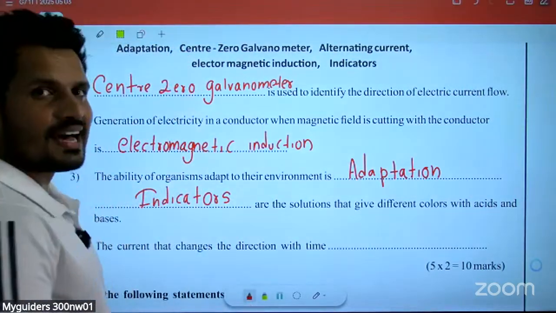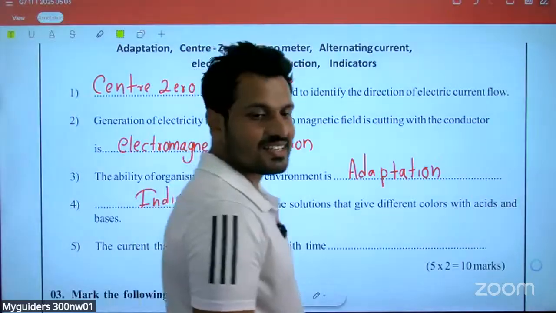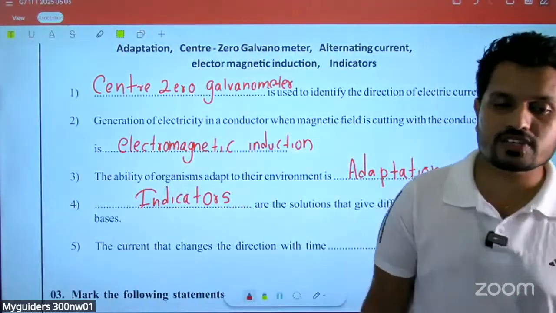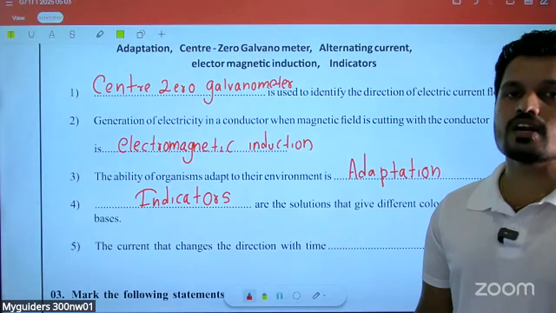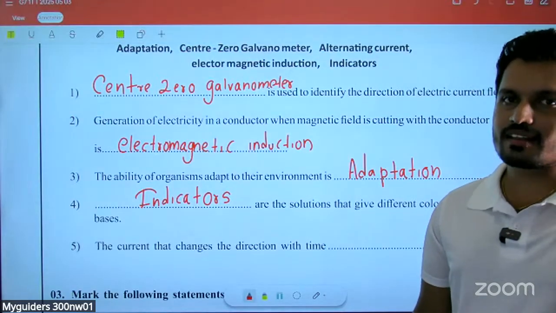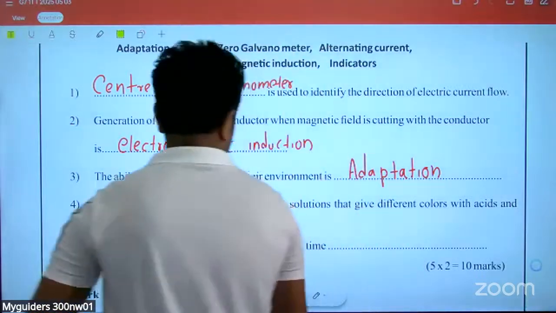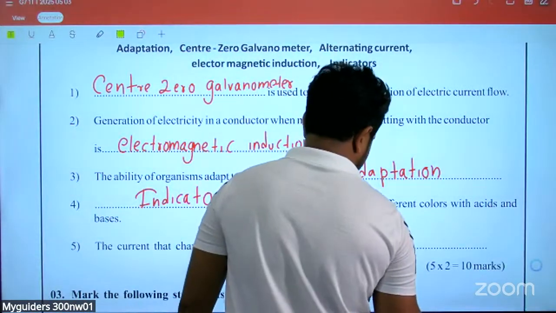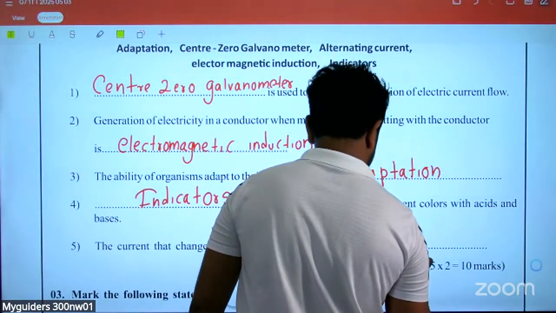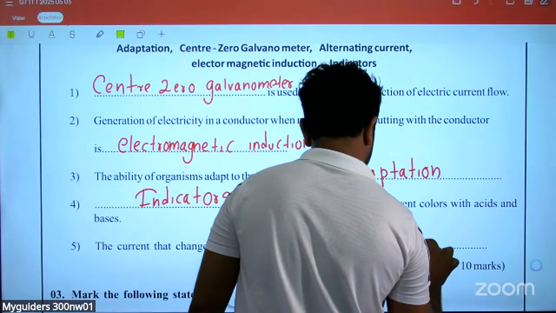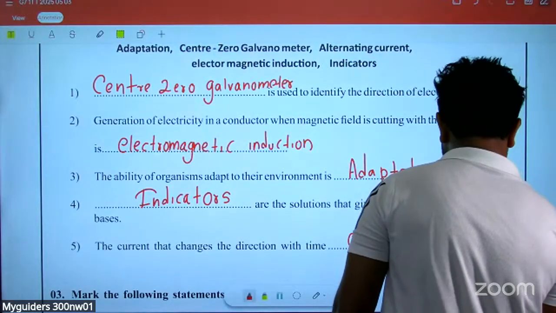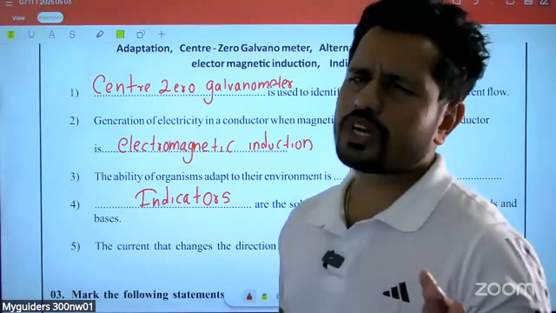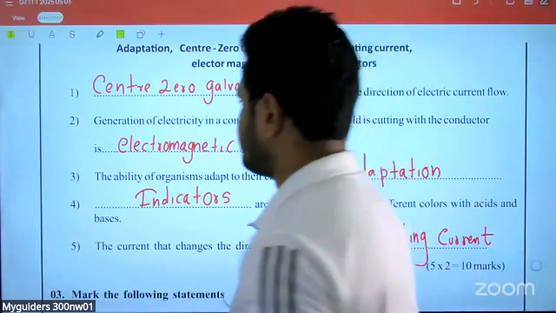Right. Last one. The current that changes direction with time. Time එකත් එක්ක වෙනස් වෙන current එක තමයි, which one? Alternating current. So direct current has no change of direction with time. Right, okay.